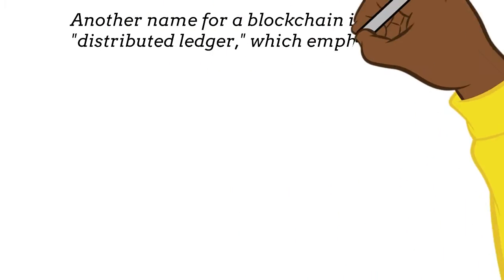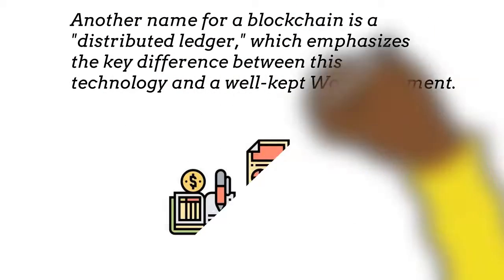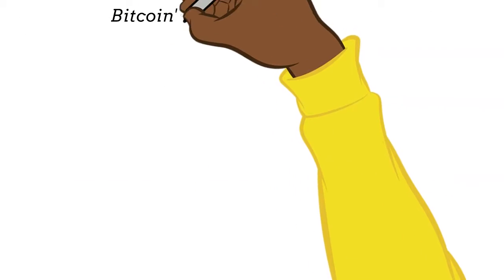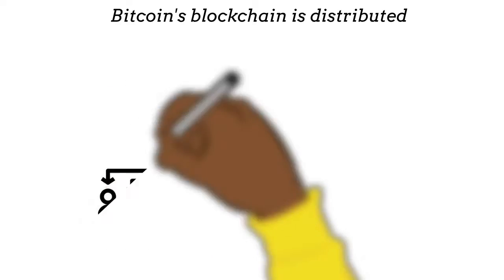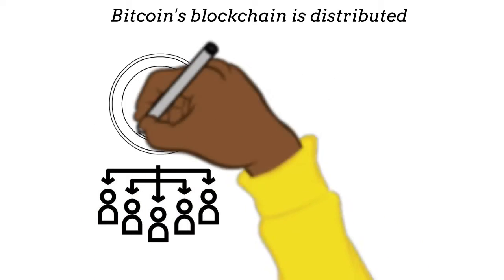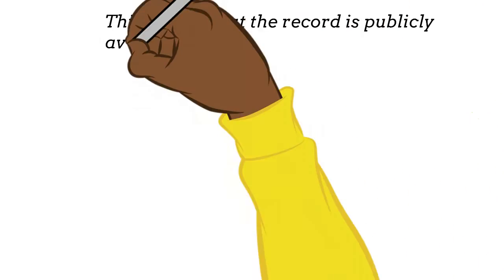Another name for a blockchain is a distributed ledger, which emphasizes the key difference between this technology and a well-kept Word document. Bitcoin's blockchain is distributed, meaning that it is public. Anyone can download it in its entirety or go to any number of sites that parse it. This means that the record is publicly available.